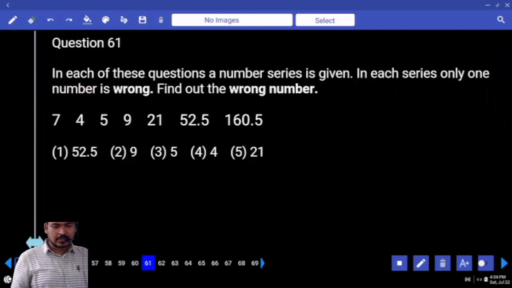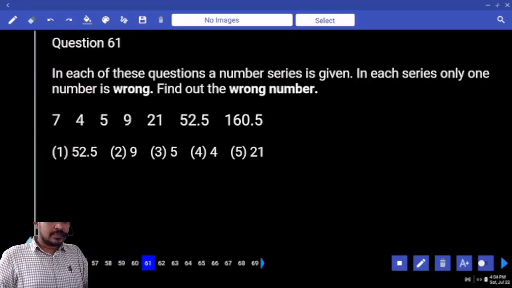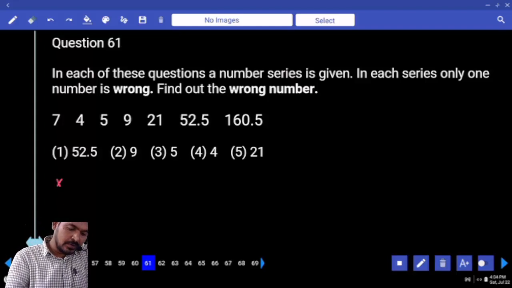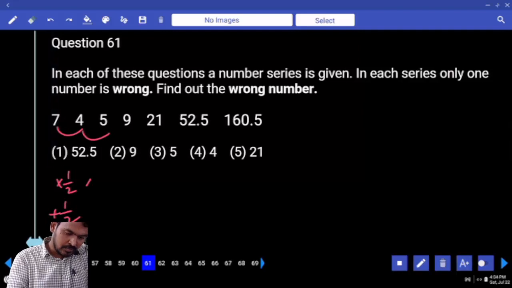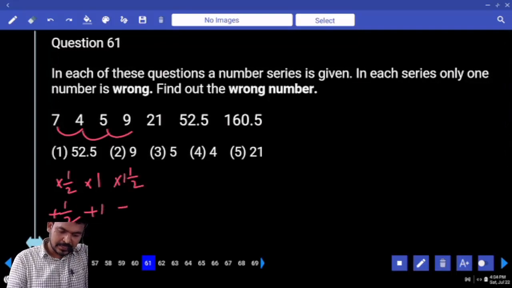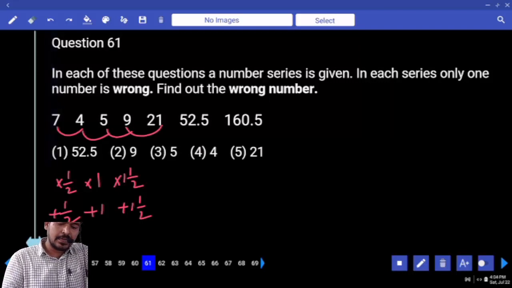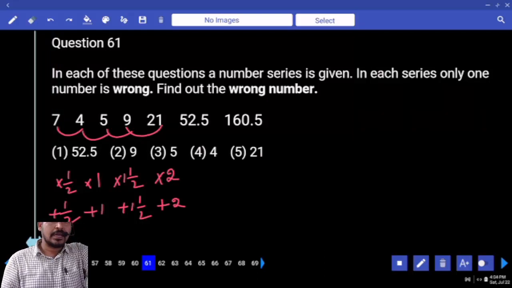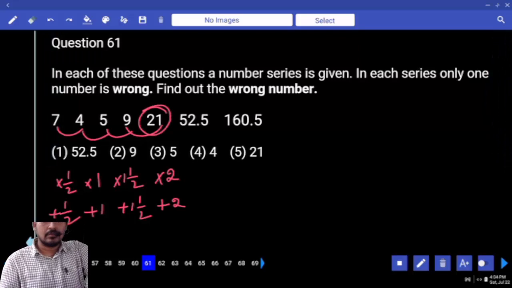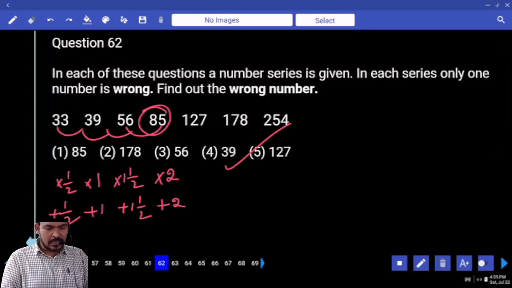Next, wrong number series. What is half of 7? 3.5, into half plus half. Next one into 1 plus 1. Next one into 1 and half plus 1 and half. 5 into 1 and half, 7.5 plus 1 and half means 9. Again 9 to 21: into 2 plus 2. 9 into 2 is 18, plus 2 means it will be 20. But here value 21. What is the wrong number? 21. Next 62.